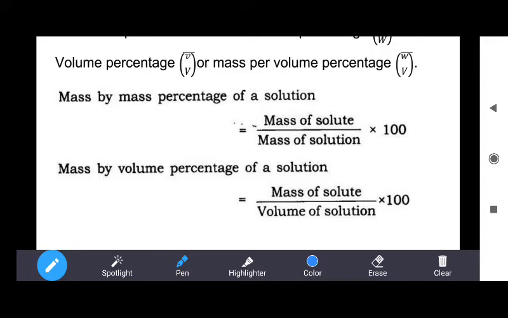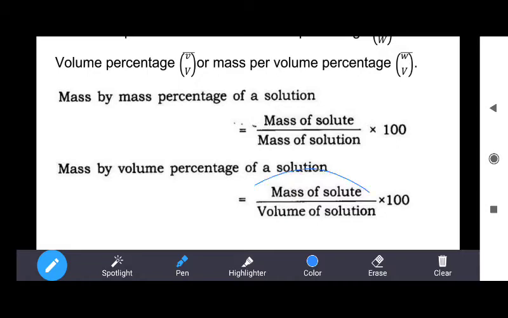Similarly, you can also determine volume by volume percentage from this formula, for which you take volume in place of mass: volume of solute upon volume of solution into 100. And you can also determine mass by volume percentage of a solution, in which you take mass of solute and volume of solution, into 100.